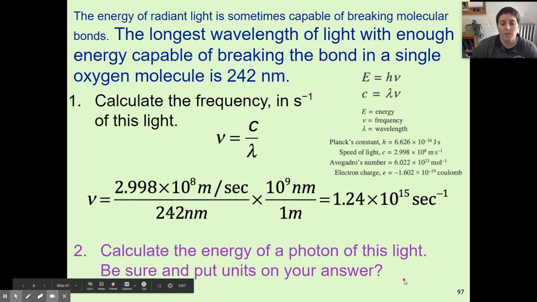Next question, calculate the energy of a photon of this light. So now we're calculating energy. Take a moment to set that up and see if you can get the answer.